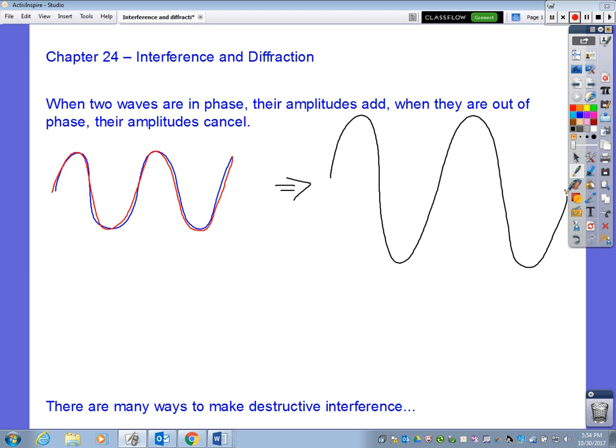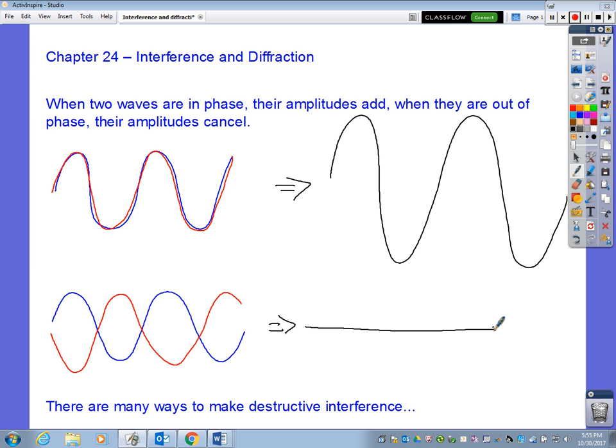Okay, that's constructive interference. When you have two waves that are essentially the same as before, here's our blue wave, except our red wave is out of phase. And that means it goes down when the blue wave goes up and up when the blue wave goes down. We say these two are out of phase, and when they combine, the resulting wave is just flat. The two waves cancel each other out and leave no wave at all.